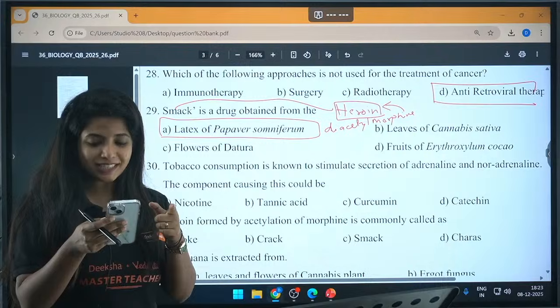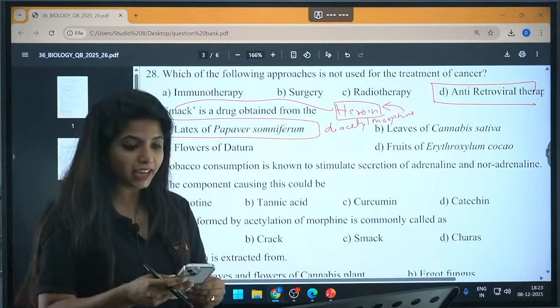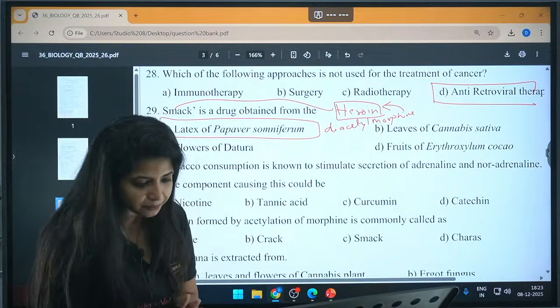We solved it in Brahmastra, right? Those of you who are watching Brahmastra, can you give me a thumbs up? I really want to see it.